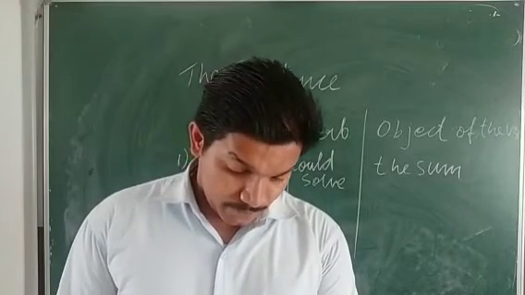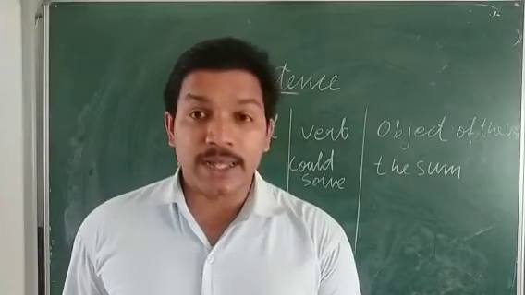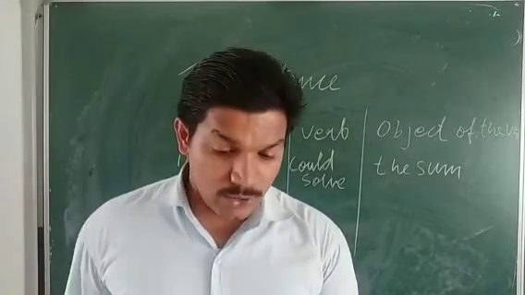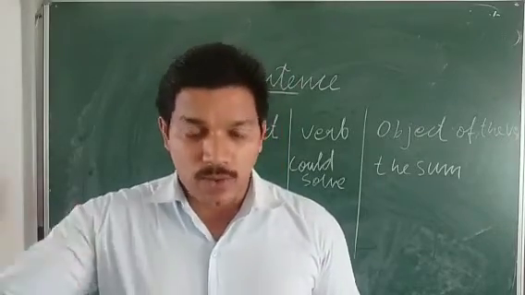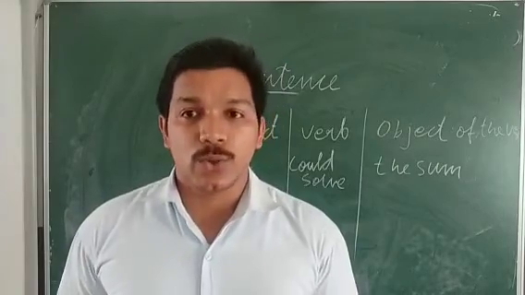Then you can write about the subject and predicate: what is the subject, what is the predicate. And about the object of the verb, what is the object of the verb, you can write in your copy. And this exercise also you can do. Okay.